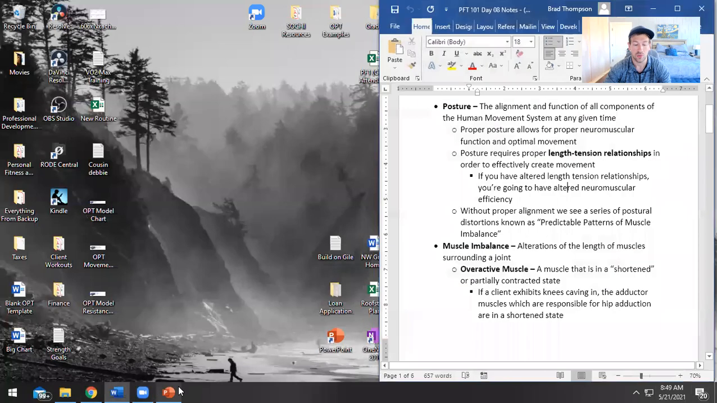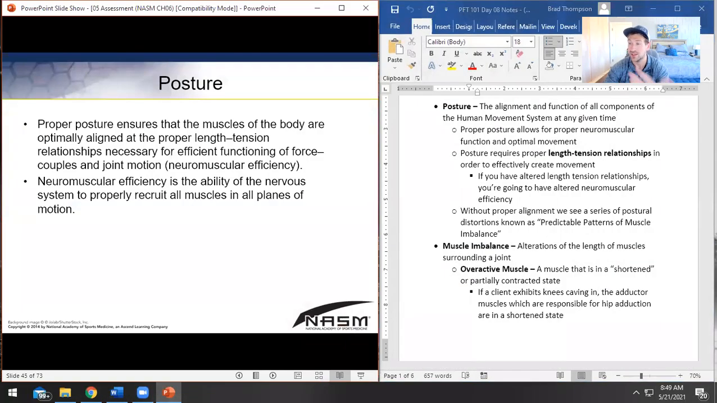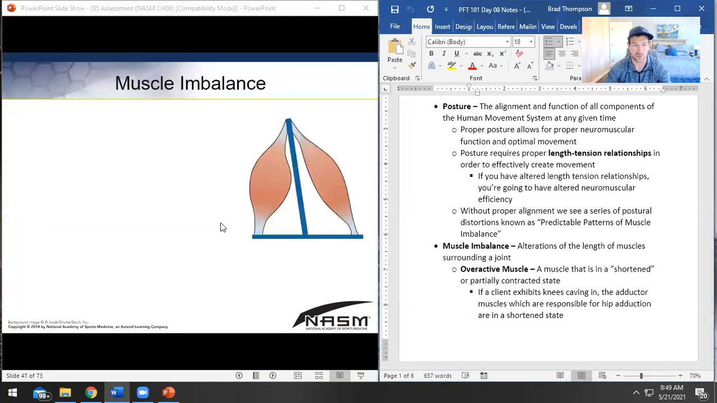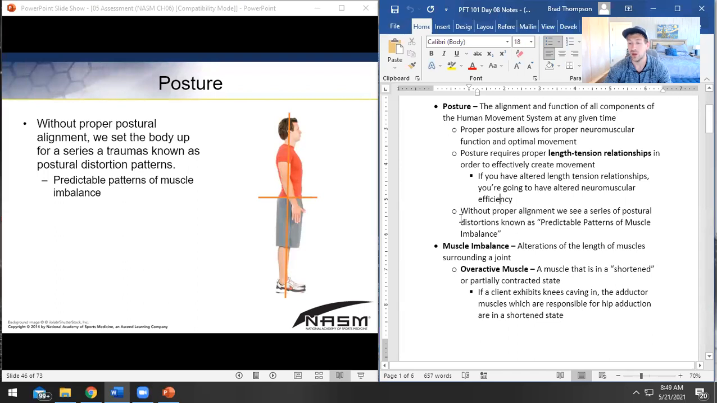So we want to have a strategy for assessing these alterations in length tension relationships. And then we want to have a strategy for building a program that's going to fix this. And so that's where we are looking at the idea of performing a fitness assessment on our client, observing their posture, figuring out what's going on, and then writing a program that is going to address that. So those misalignments, we call our predictable patterns of muscle imbalance, right?